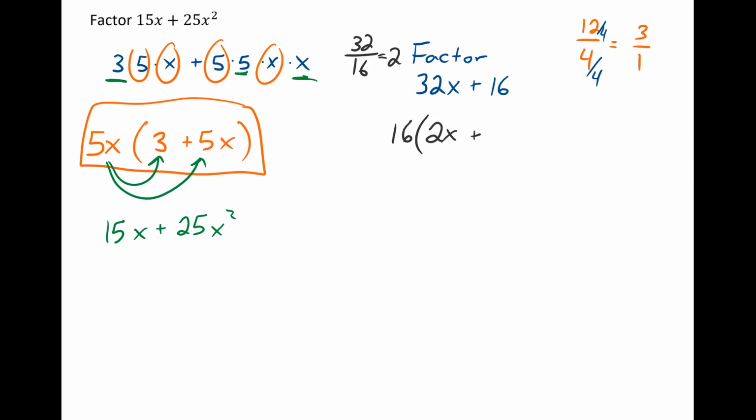If I factor out a 16 out of 16, what am I left with? Well, I can think, what is 16 divided by 16? It's 1. So I'm left with a 1 there, and factored is 16 times (2x plus 1). I am able to factor out a greatest common factor out of as many terms as I want. So if I have a trinomial here, I can factor out a greatest common factor out of all of it.